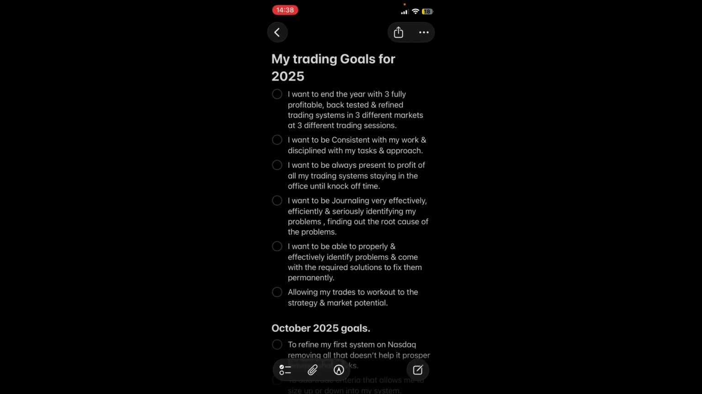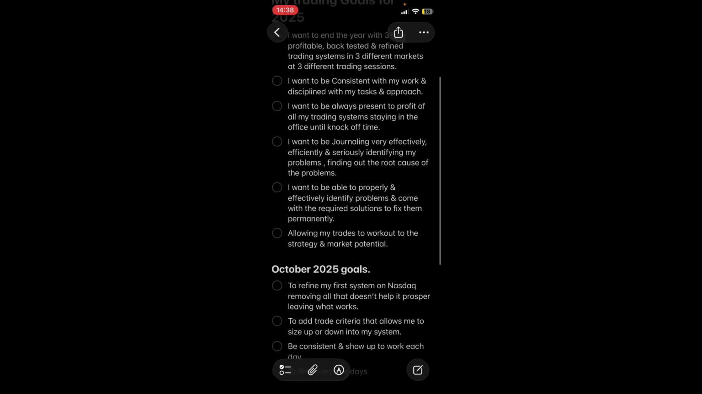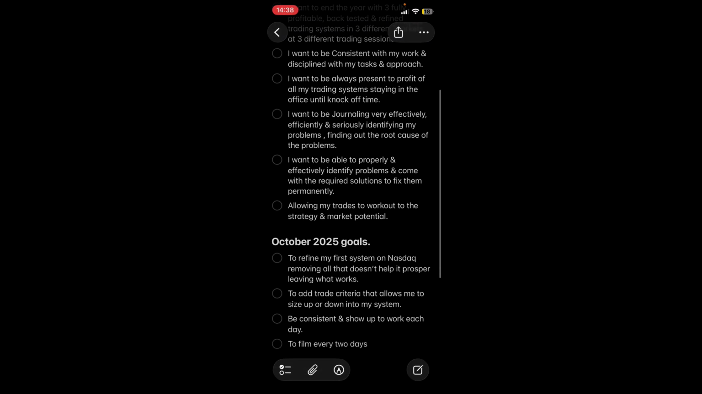So to backtest 3 systems, it's going to take the time it's going to take. I already did backtest the Nasdaq system and it has taken the time it has taken. That's why it is no longer a go for this year, because it's not really realistic to want to backtest 3 systems and finish them unless I'll be working 14 hours a day. So next goal is that I want to be consistent with my work and disciplined with my task, which is still going to be a goal for this month.